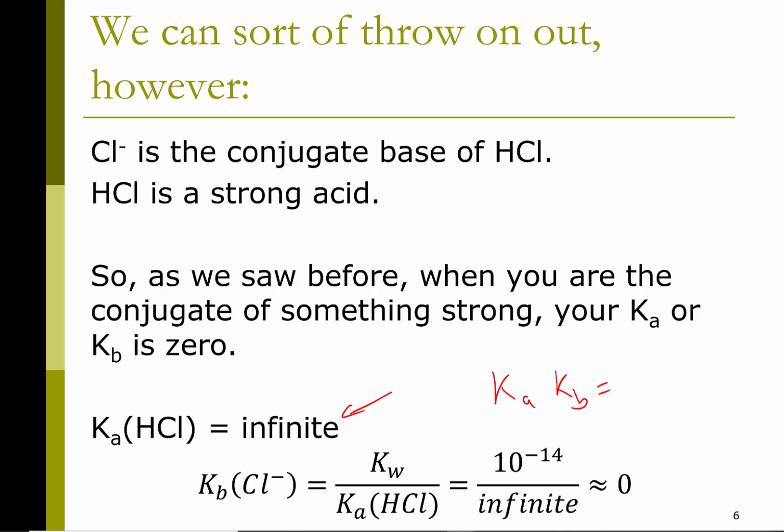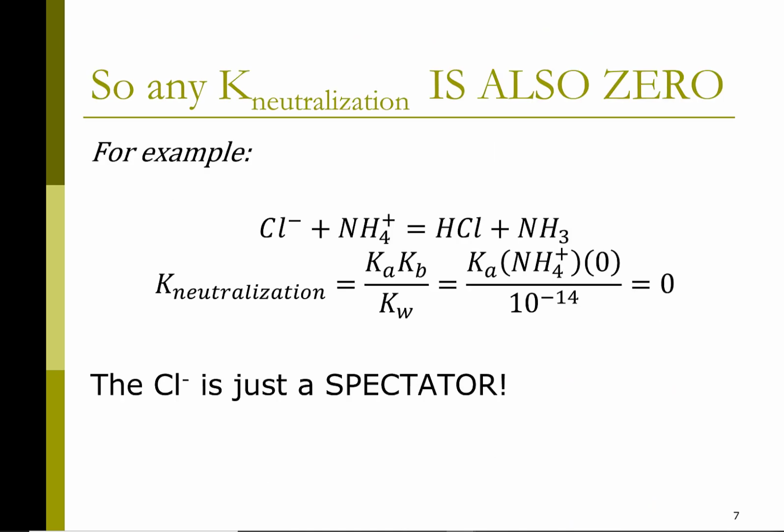And so if you do the math using the nearly infinite, as you might recall, the Ka of an acid times the Kb of its conjugate always equals Kw. And so the Kb of chloride should be the Kw over Ka. And if Ka is nearly infinite, the Kb of chloride is essentially 0. What that means is all 3 chloride reactions aren't worth thinking about.